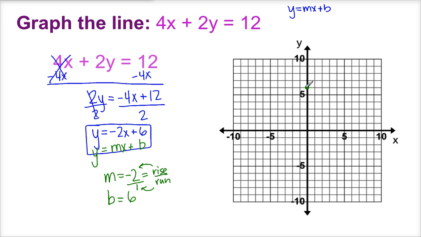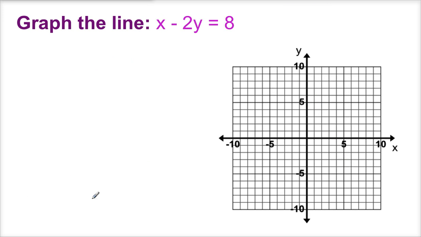So from this point, we're going to go down 2, because the rise is negative, and to the right 1. Okay, and there's a second point. Once I have 2 points, I can graph my line. That looks something like that. Okay, so the process is, to graph, we need to convert our equation from standard form to slope-intercept form. Then we can find the slope and the y-intercept, and then we can graph. Let's do one more example.